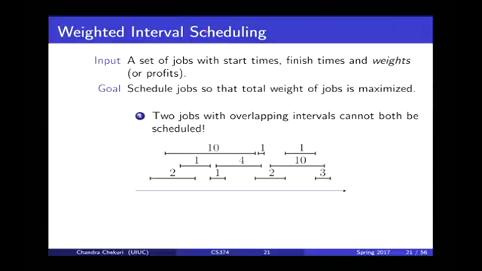I can't take two jobs which overlap, because then I can't do them, right? So I want to maximize my profit. I want to find a largest subset of these intervals, the highest weight, so I make the most money by doing all of them one by one sequentially, right?